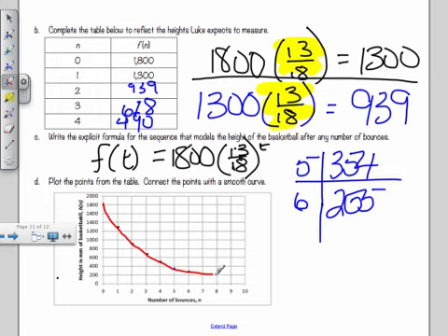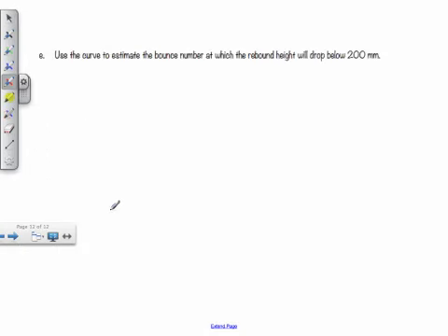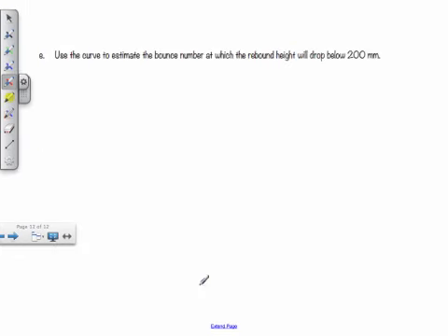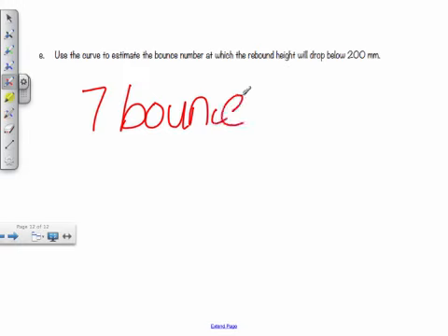All right, the last question that we have is asking you to use the curve to estimate the bounce number at which the height will drop below 200 millimeters. Go ahead and take a look and see what you get. Where do you think it'll drop below 200 millimeters? Write down your answer. I'm going to guess after 7 bounces that it will drop below 200 millimeters, and it's just a guess based on my graph. Then I'm just going to check to see if it works.